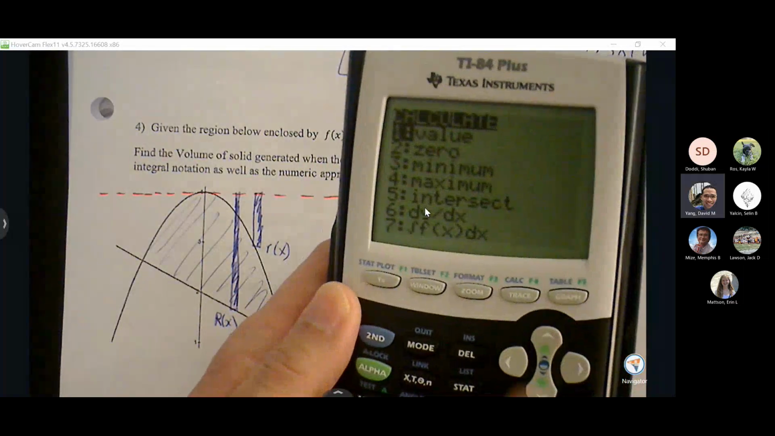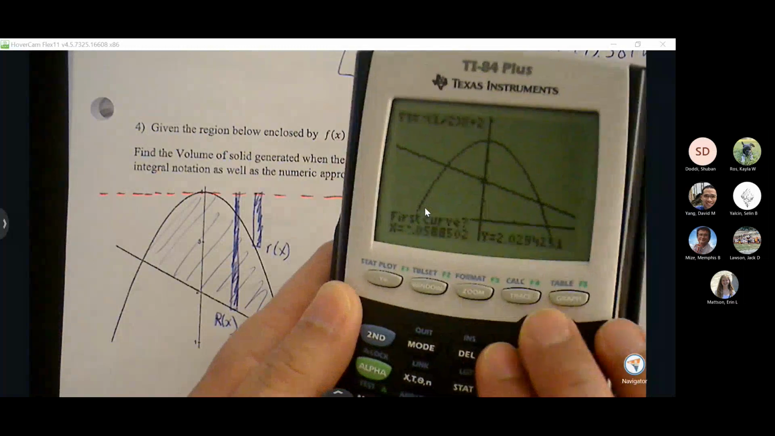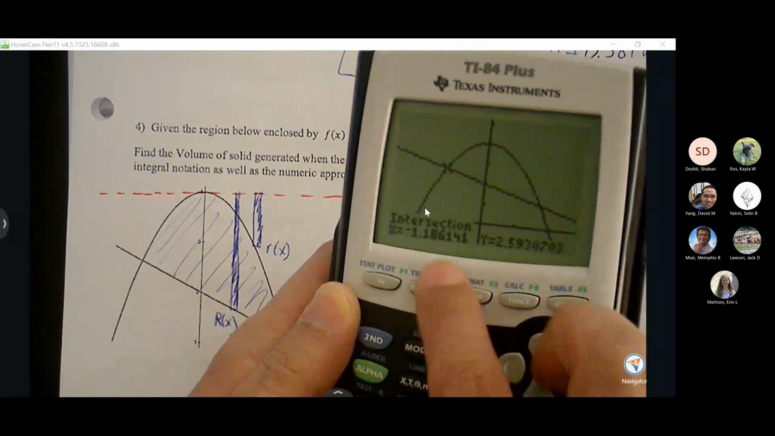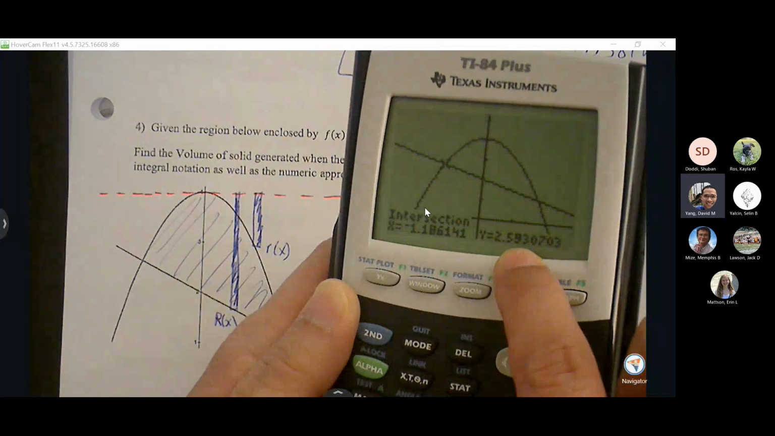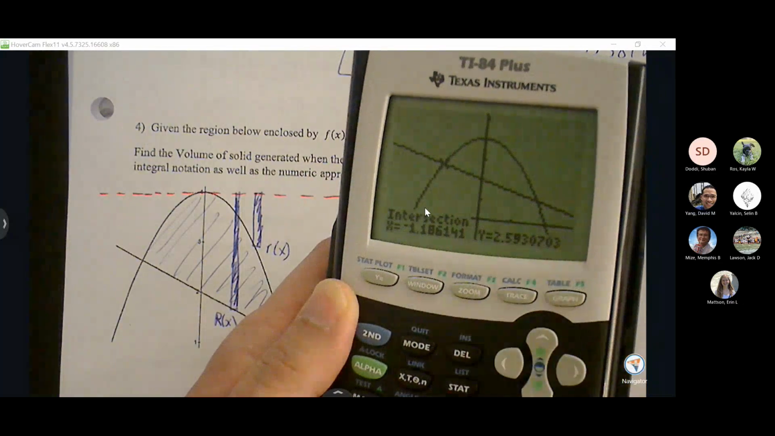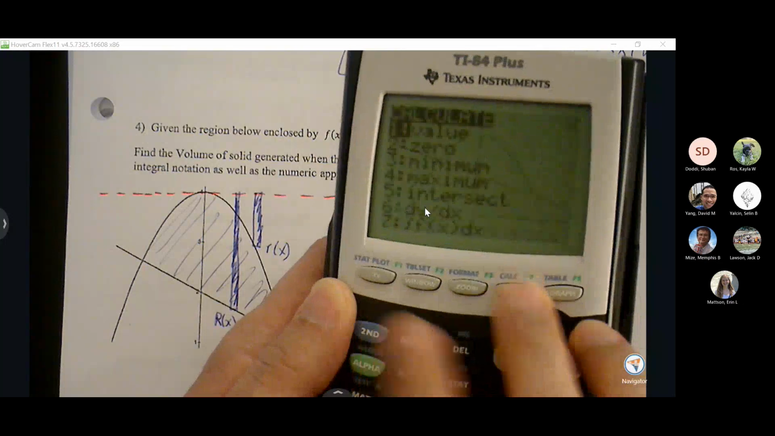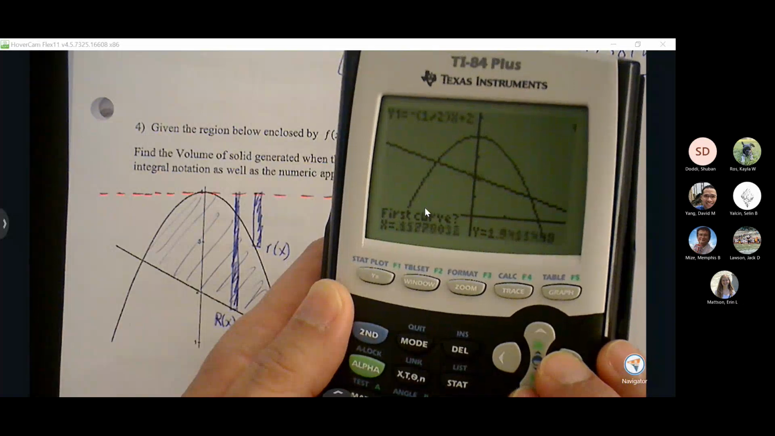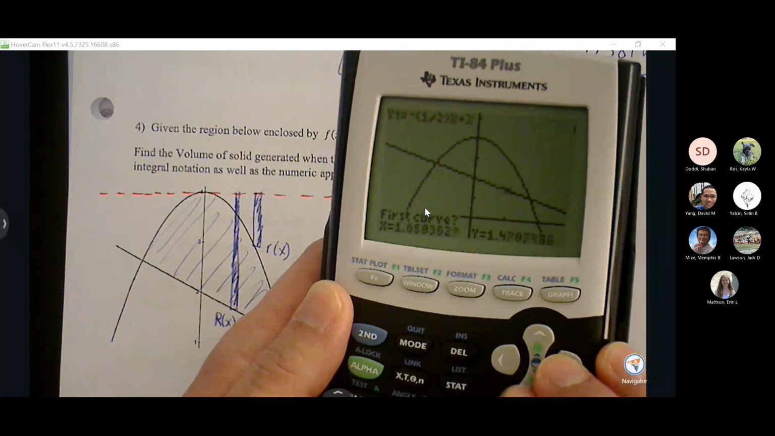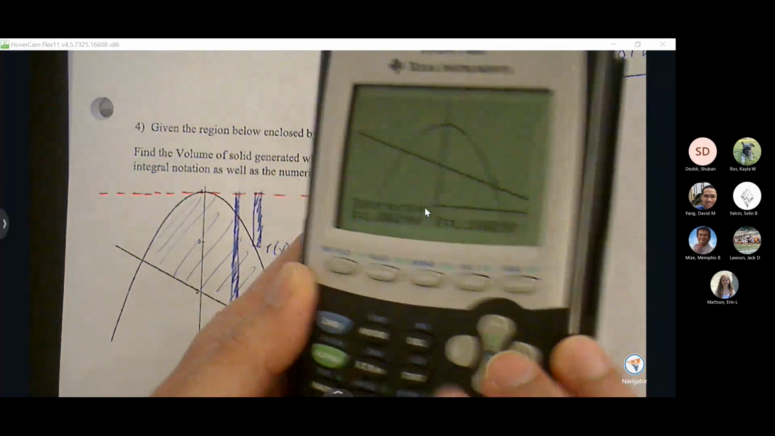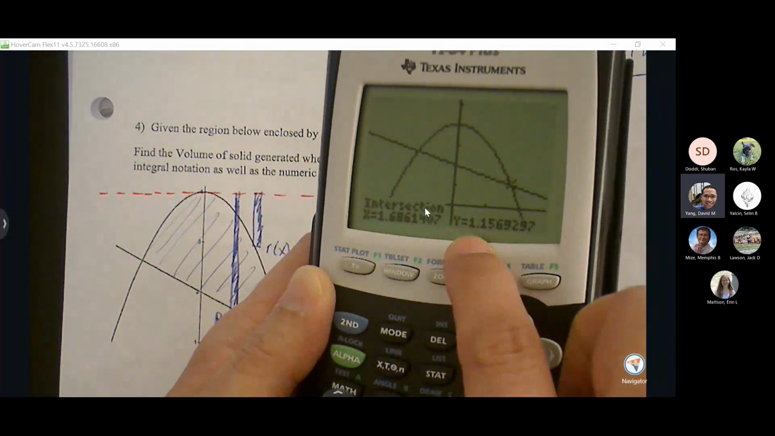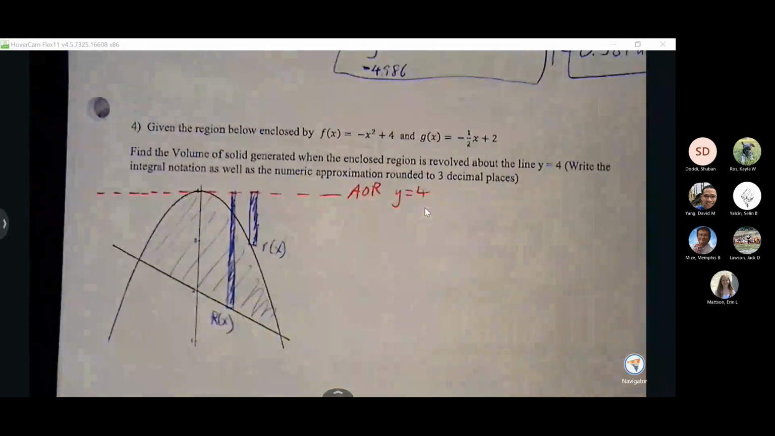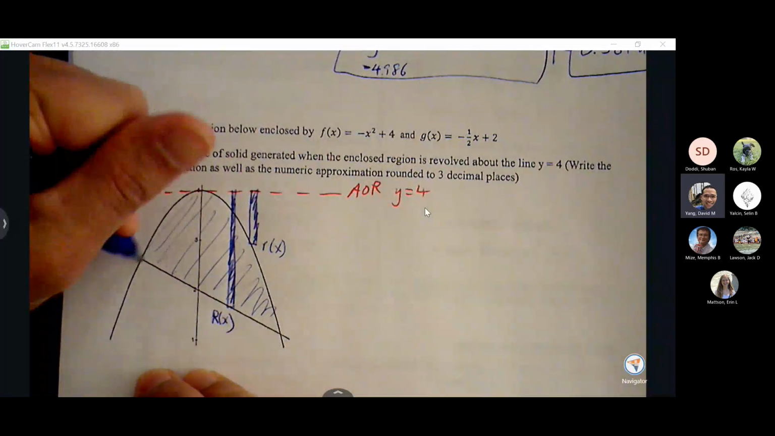Okay, second trace, intersect. Negative 1.186, comma 2.593. Okay, 1.686, comma 1.157 or 1.156. This is top minus bottom, so really I only need the x values.